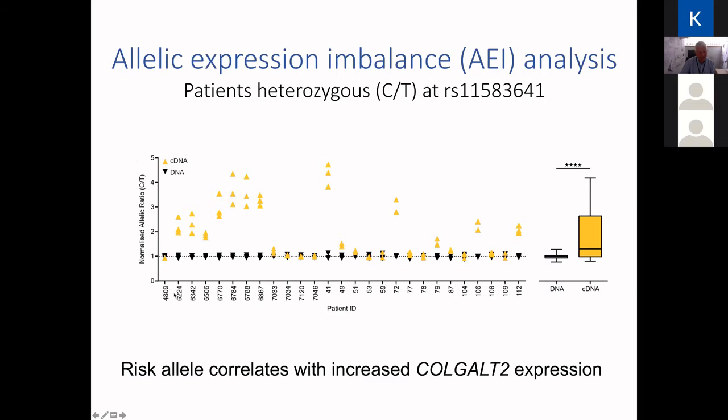And what we have here is each of these are individual patients that we've analyzed. In black is their allelic ratio in their DNA, so their 1-to-1 ratio. And in yellow here is the allelic ratio for the C to T polymorphism in their RNA. And these are technical repeats for each of the analyses. What we noticed was that the C allele, the risk allele, led to increased expression of the gene. So we noticed that there was this allelic expression imbalance operating in patient samples. And these are cartilage samples from individuals that have undergone arthroplasty.